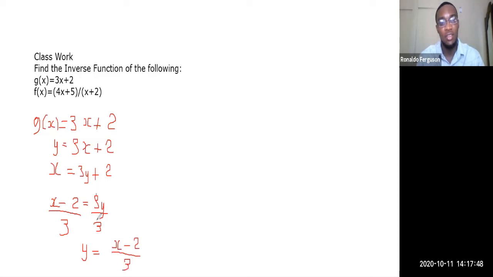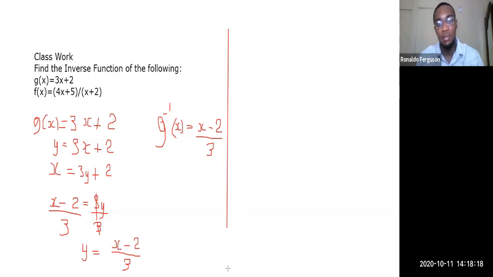This 3 cancels this 3. So y equals x minus 2 over 3. Then in step 4 we rewrite this y as g inverse of x. To finally finish it, we have g inverse of x equals x minus 2 over 3. That's g inverse of x.